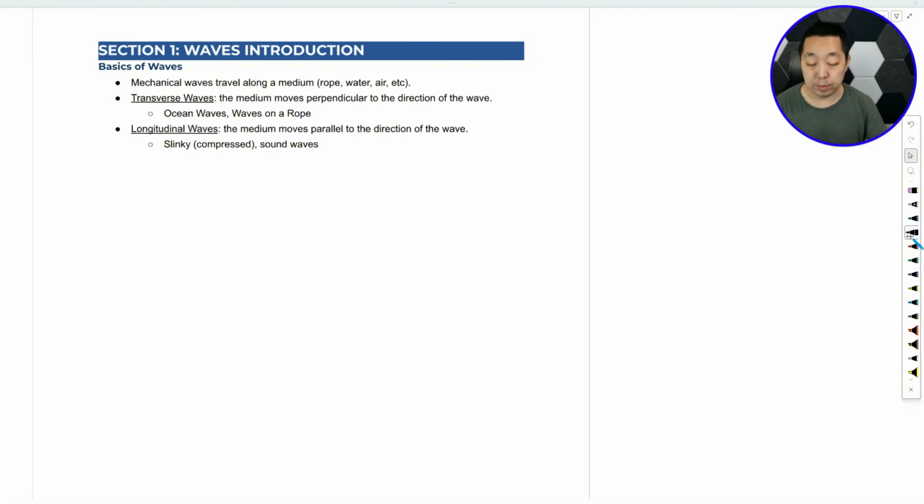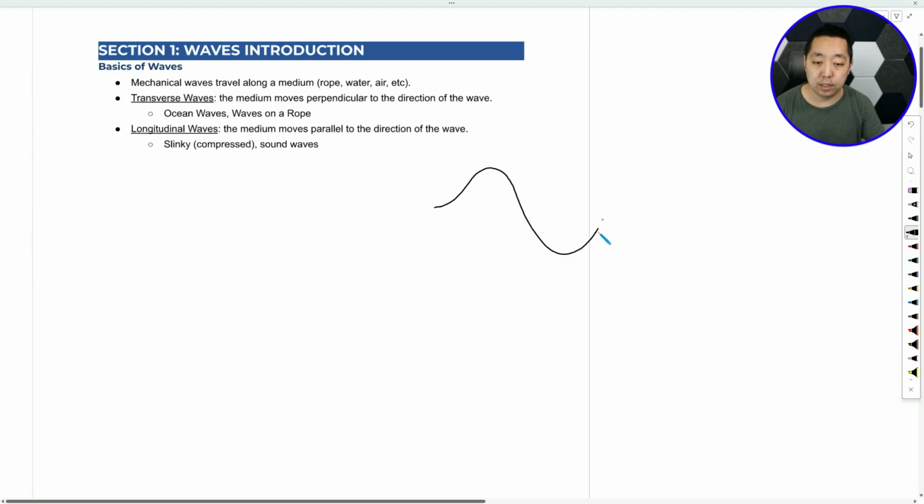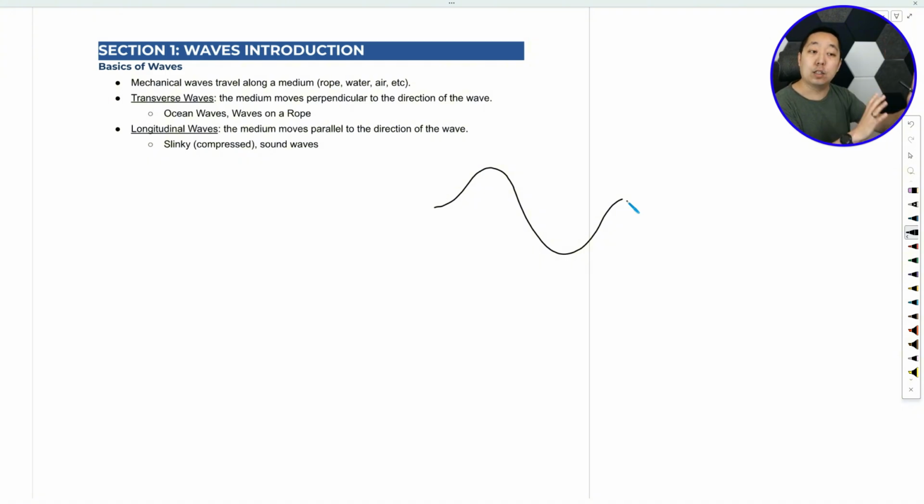So let's talk about mechanical waves primarily. Mechanical waves are things that travel along a medium. It could be a rope, water, or air. Think about waves in the ocean where water spreads out, or a wave on a string. You whip a rope and wave it up and down, and it creates this kind of wave pattern. Okay, so that's what we mean by a wave. Or these could be oceans, like the waves traveling this way.